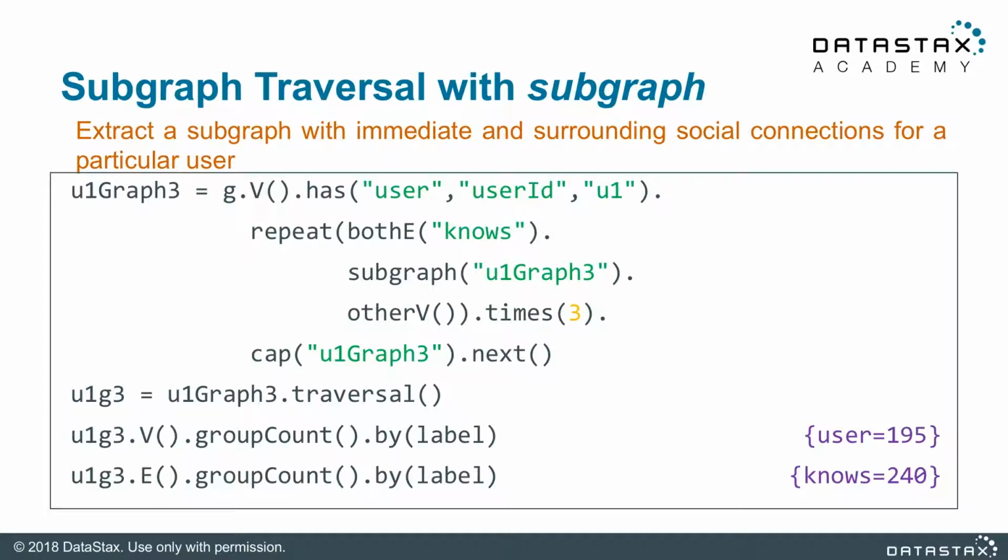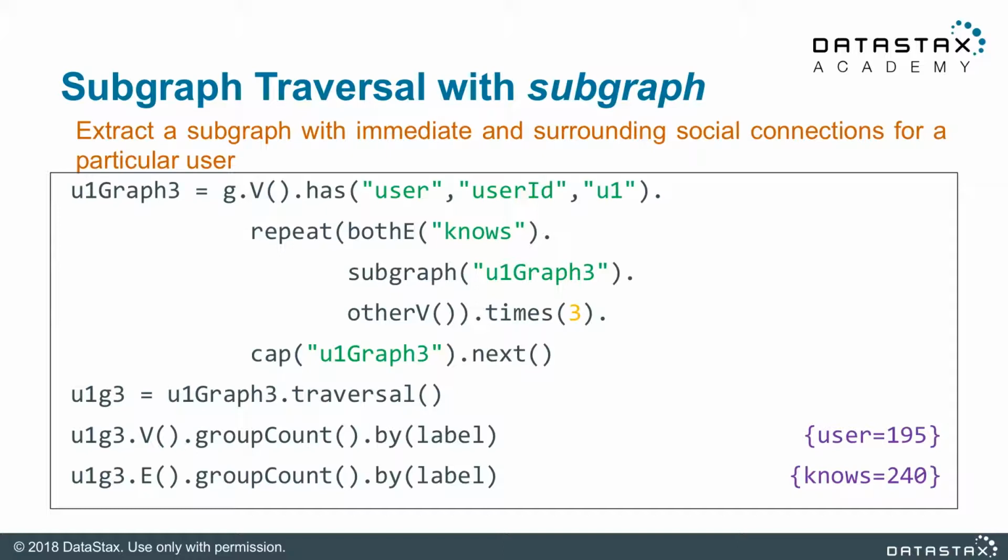Now, note that the subgraph step is included inside the repeat step. So we are repeating that. We are repeating the subgraph step. And each time we give it the same label, U1 graph 3. How many times are we going to do this? You see that in the 4th line with the time step, where we say to do this 3 times.